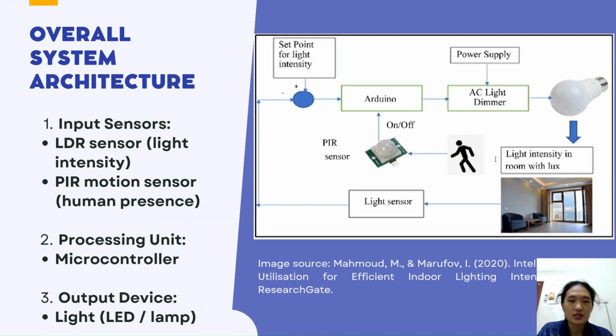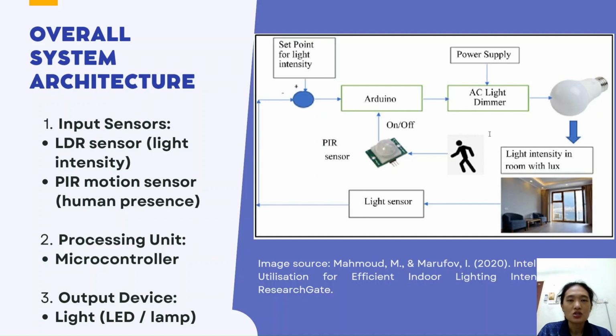This slide shows the overall system architecture. The system consists of two input sensors, which are the LDR sensor and the PIR motion sensor. The data from these sensors is processed by a microcontroller, which then controls the lighting output such as an LED or a lamp. The controller makes decisions based on the input from both sensors.